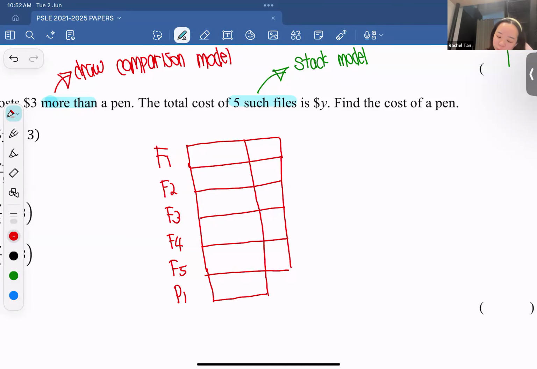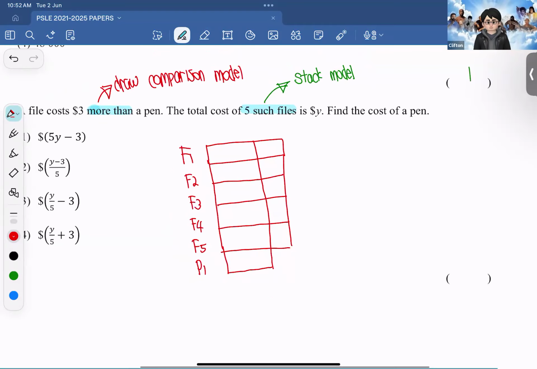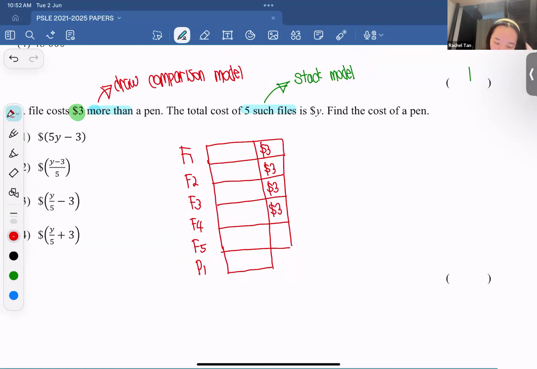And what is the difference? Take note, the difference is $3. So it will be over here, $3. Usually I don't write units, so don't write units in your model. You just write 3.